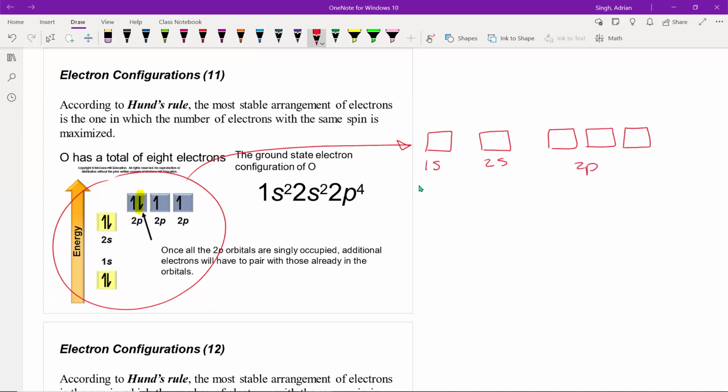In the case of oxygen, for example, oxygen has a total of 8 electrons. First 2 electrons go into the lowest energy level, our 1s2. Then the next couple of electrons fill the 2s, 2s2. That's 2 into 4. Then 5, 6, 7: we do them individually according to Hund's rule, and then the 8th gets paired up. So this would be 2p4.